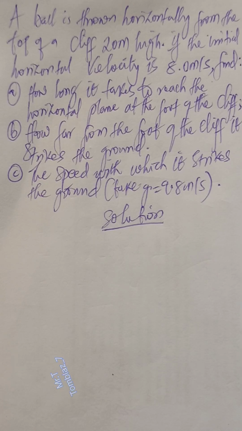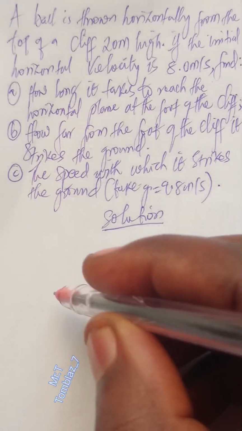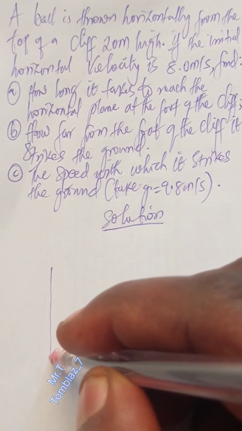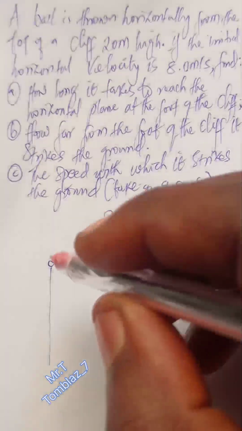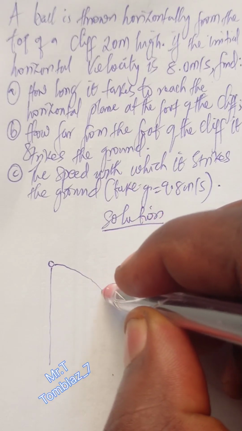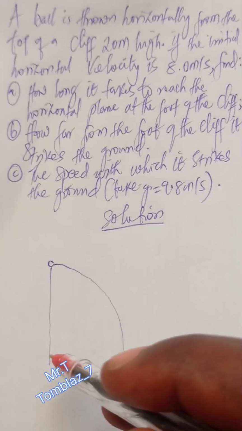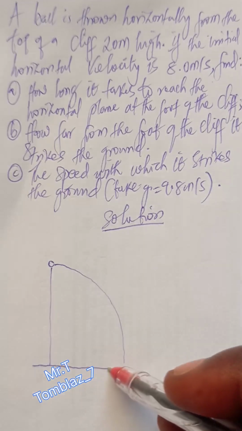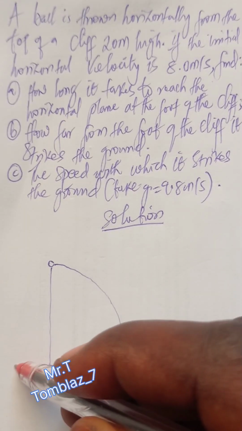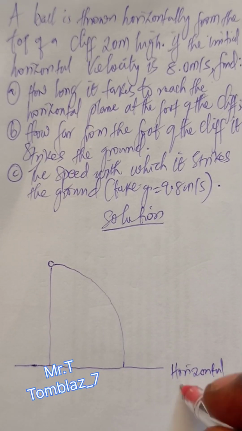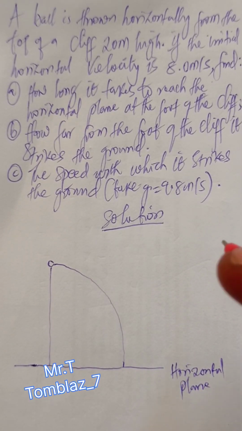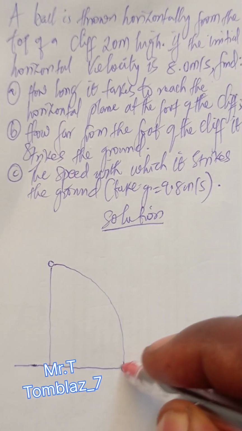So let's start the solution. Let's see the values we've been given, and let's see how we can maybe draw a sketch, right? So maybe I'll say this is the cliff, and then the ball is here. So when the ball is thrown, it falls down to the horizontal plane, right? So let's say this is the horizontal plane. So it reaches here. So this is the horizontal ground. And then this is the ball reaching the ground here, right?